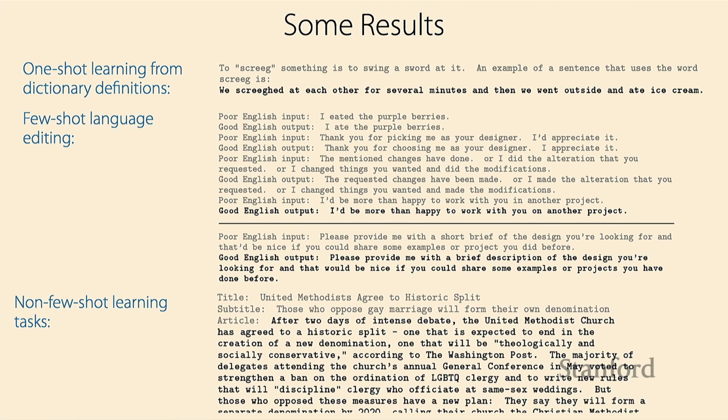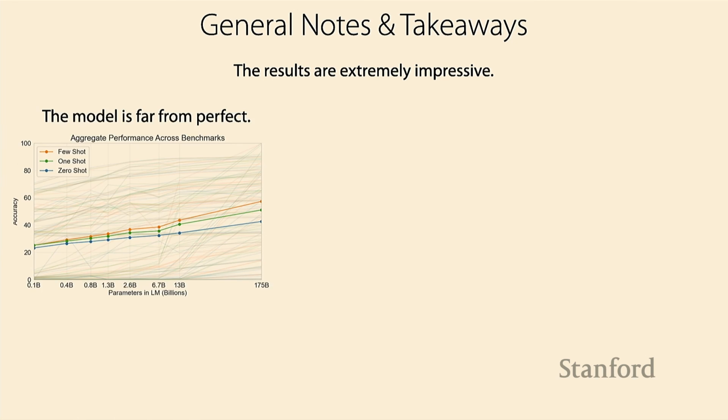And then it can also do things that aren't really considered few-shot learning tasks. So you can ask it to write an article for you given a title and a subtitle. Cool. So some things about GPT-3 is that the results are really impressive. And also, since GPT-3 has come out, there's actually some models that do even better by a pretty significant margin.